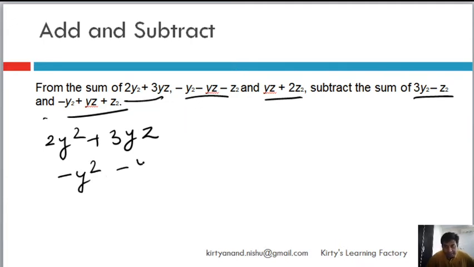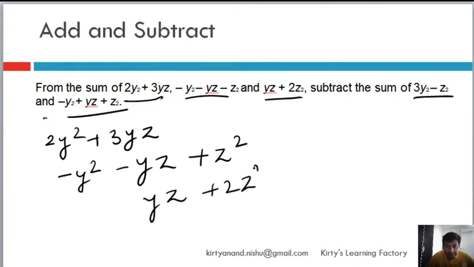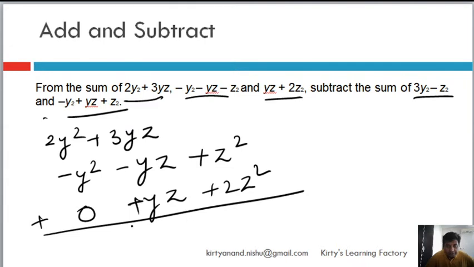Minus yz. Yes, there is a yz here. Minus z square. Is there a z square? No. So we will write it separately. Okay. Then yz plus 2z square. So yz I will put here, right? And then plus 2z square I will put here. And then I will add. Wherever there is nothing, I will put a 0, right?